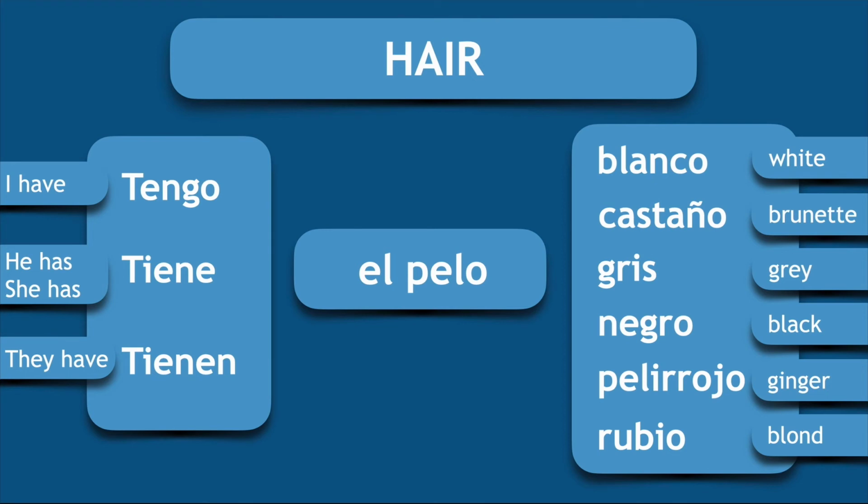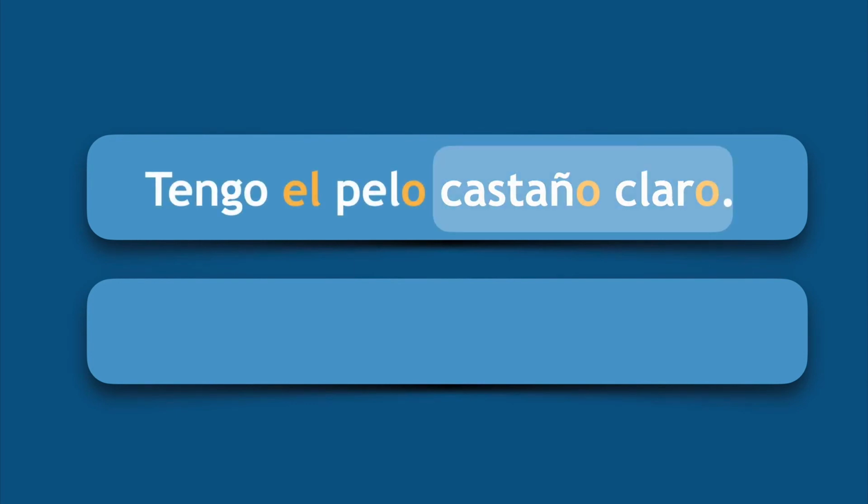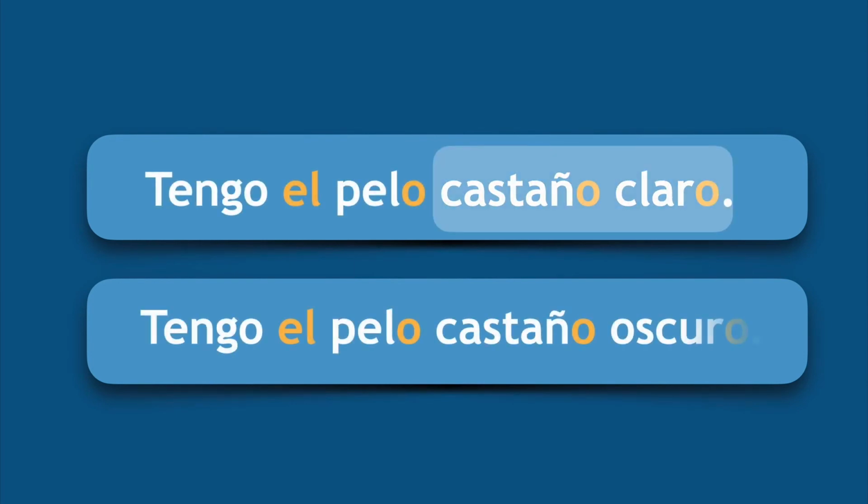As we have seen with the eyes, if I wanted to say I have light brown hair, I would say tengo el pelo castaño claro o tengo el pelo castaño oscuro. I have dark brown hair.